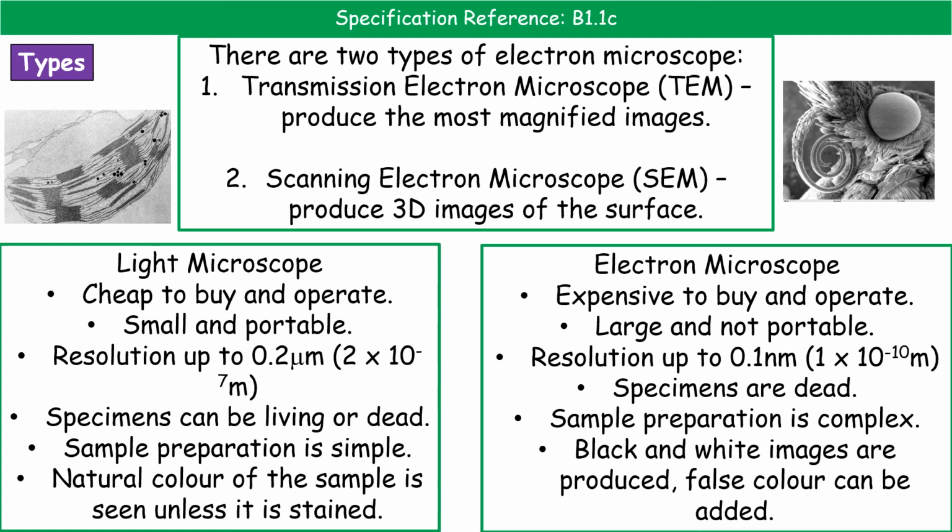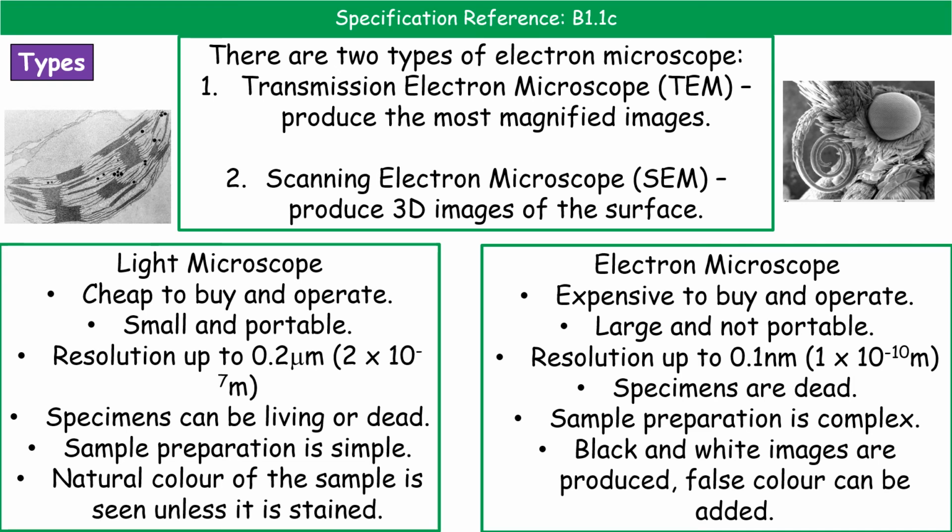One of the questions they could ask you is about a comparison between light and electron microscopes. So as far as the light microscope goes, then it's cheap and it's easy to operate. It's small, it's portable, so you can take it out into the field with you, but the resolution only goes to 0.2 micrometers. We can view specimens which are either living or dead, and it's very simple to prepare our sample.